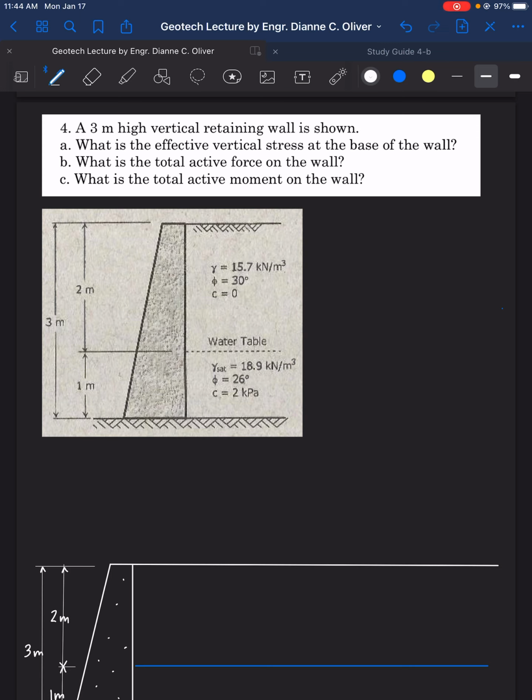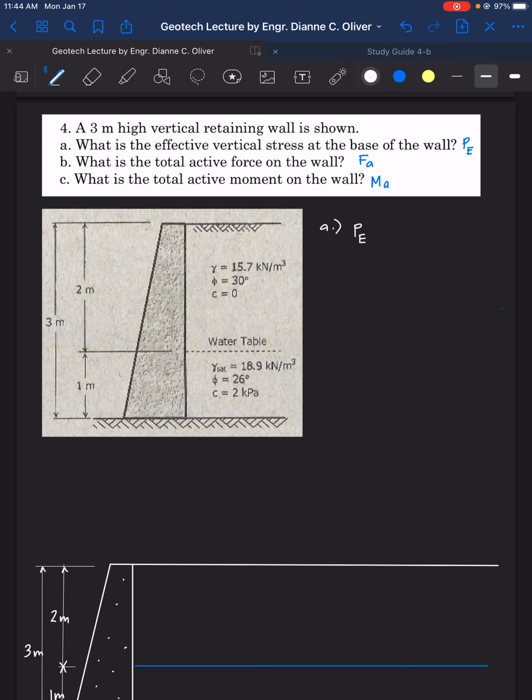So vertical effective stress, we're looking for P sub E, which we discussed from the previous topics. Next, what is the total active force on the wall? F A total. And then letter C, what is the total active moment on the wall? First, let's solve for the P sub E. How do we solve for P sub E again?